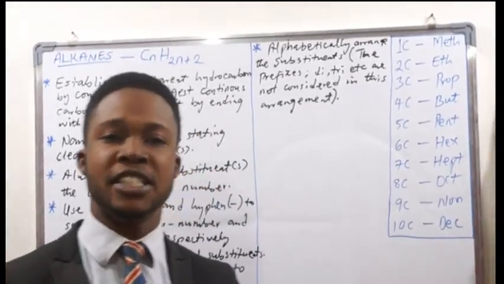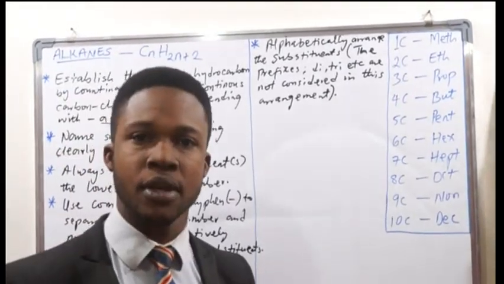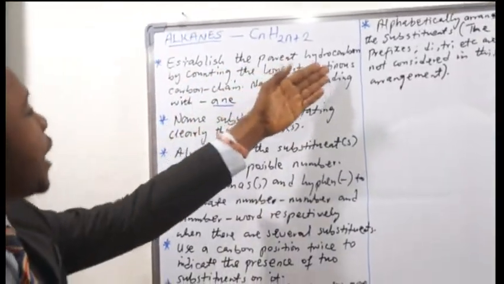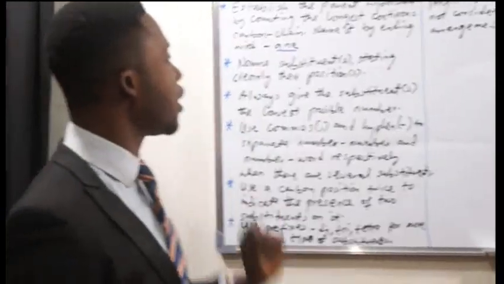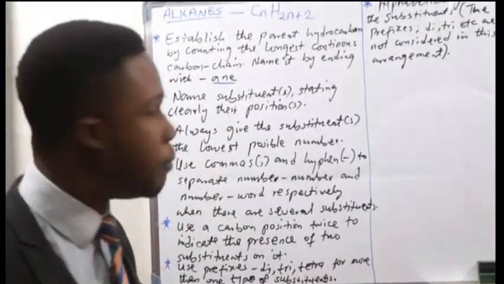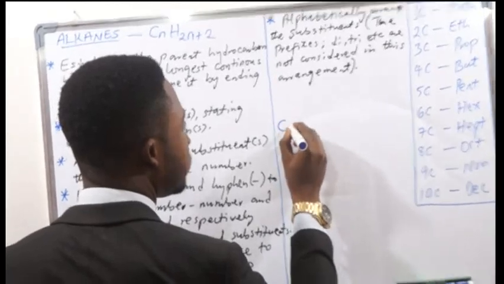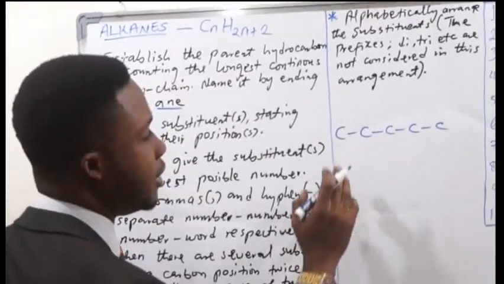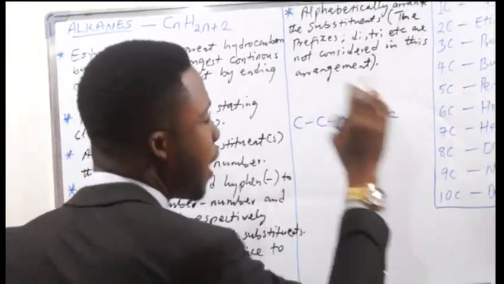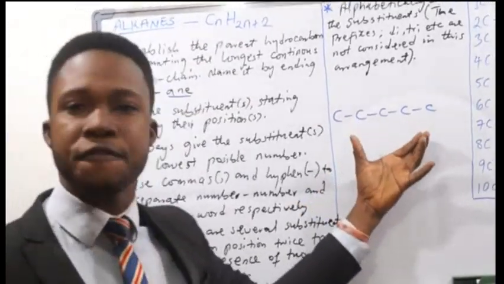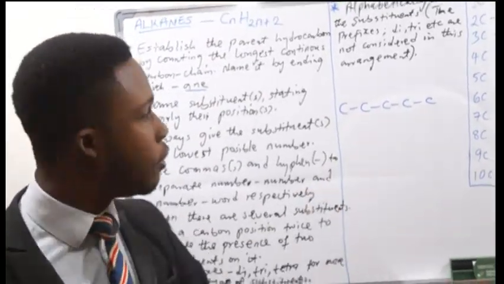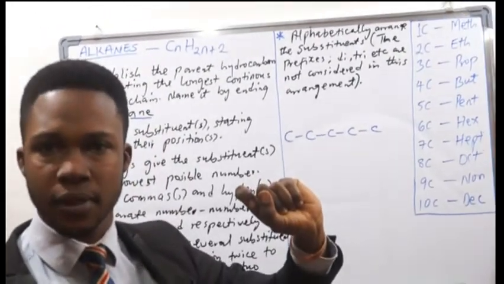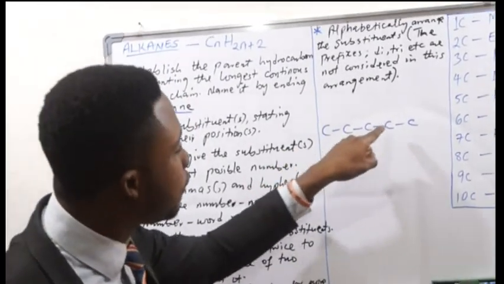Now, how do we establish the parent name of this alkane after we have known this? It is to count the continuous chain. We establish the parent hydrocarbon by counting the longest continuous carbon chain. For example, we have this. From what we have here, we can see that this is 1, 2, 3, 4, 5. This is going to be a 5 carbon alkane. Where does it fall from what we just said? We see it here, 5 carbon, pent.